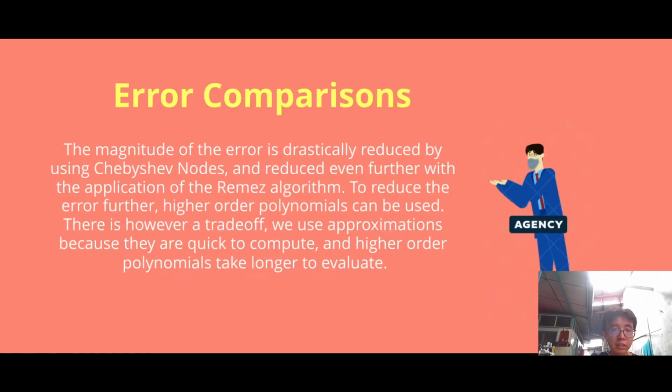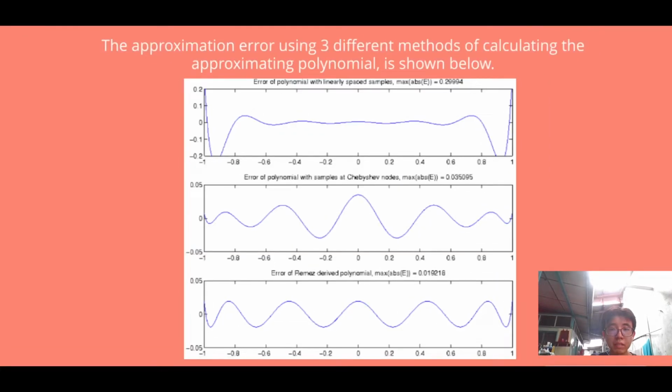The approximation error using three different methods of calculating the approximating polynomial is shown in this figure. The magnitude of error is significantly reduced by using Chebyshev nodes and reduced even further with the application of the Remez algorithm. To reduce the error further, higher order polynomials can be used. There's however a trade-off. We use approximations because they are quick to compute, and higher order polynomials take longer to evaluate.